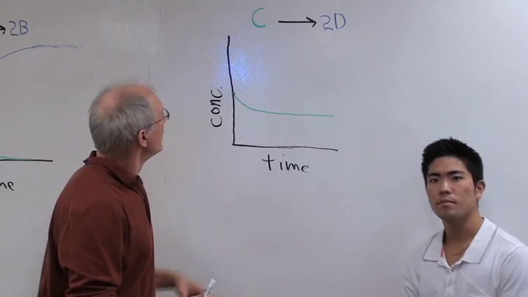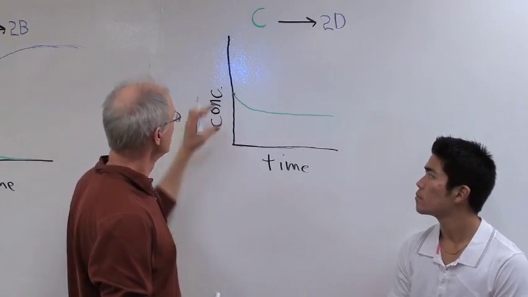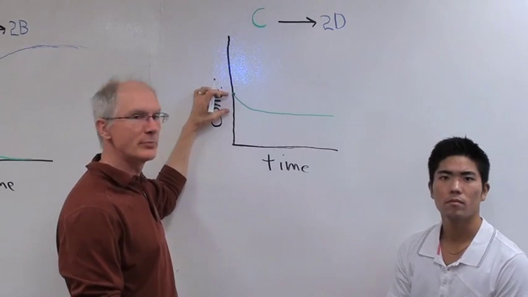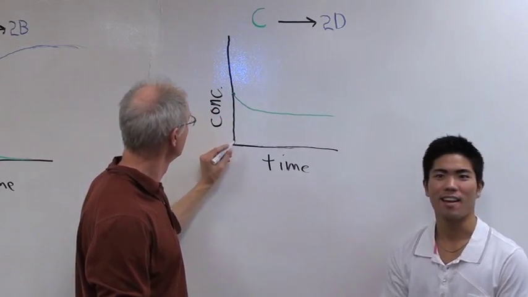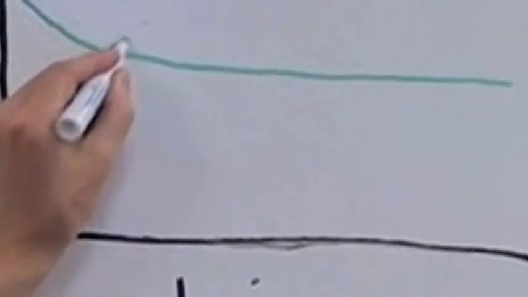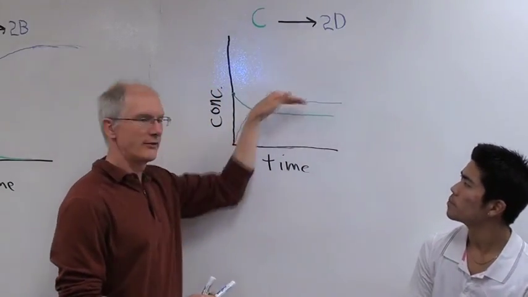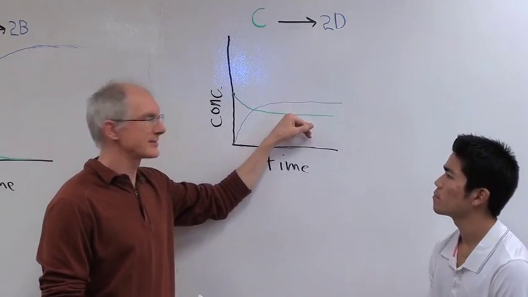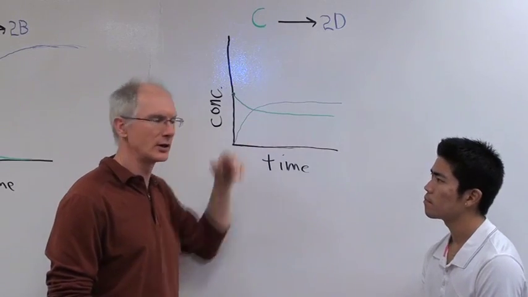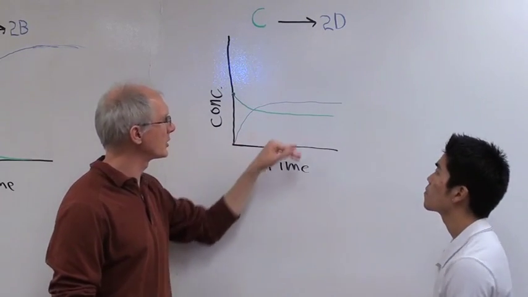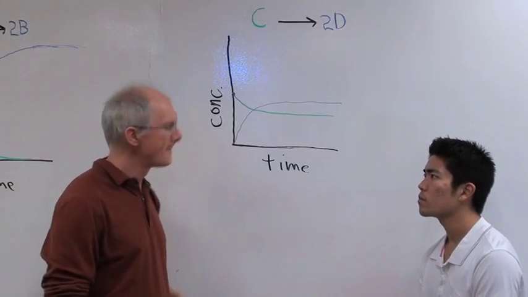And then for D, D will increase, and it will increase by about twice as much as this decreased. So it's going to look kind of like this. Again, it flattens out. And the C curve flattens out pretty much at the same time as the D curve flattens out, but they might be at different levels. So in our final mixture, we have some C and some D. Well, why does that happen?